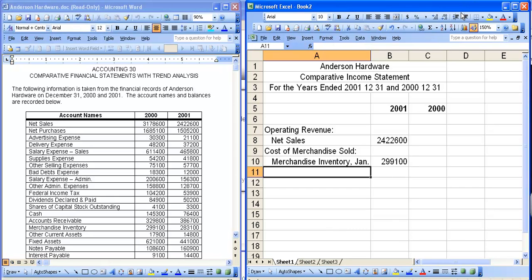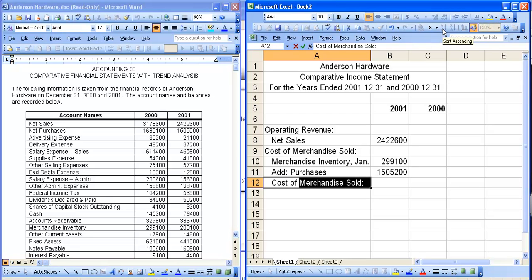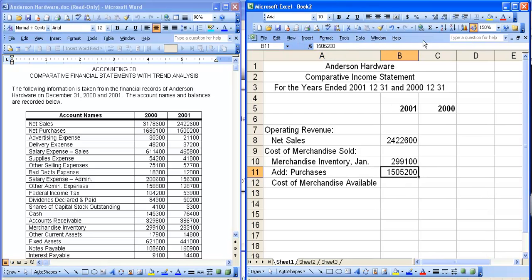Okay, the next thing we're going to do is add our purchases. When we're doing this, we're going to look in our column for 2001. So in 2001, we purchased $1,505,200 worth of merchandise. So that will give us the cost of merchandise available by adding those two numbers together. Okay, hopefully this is making sense so far.